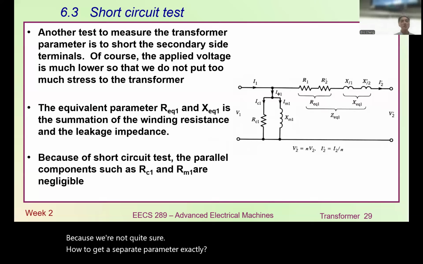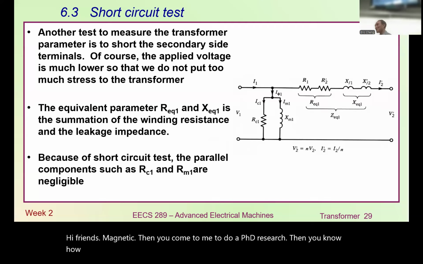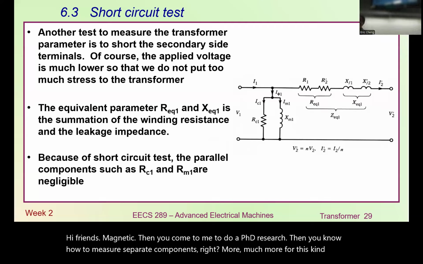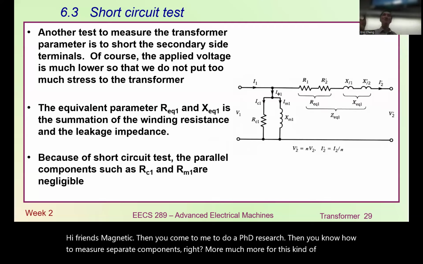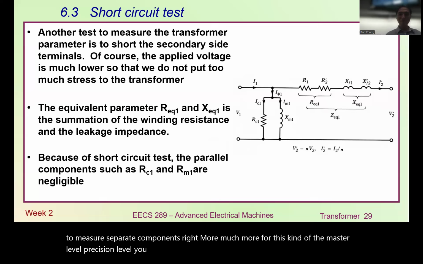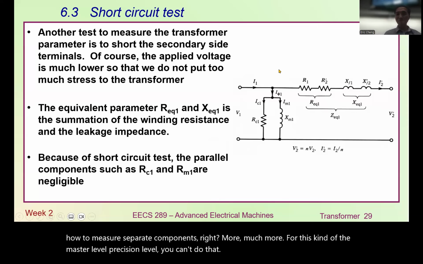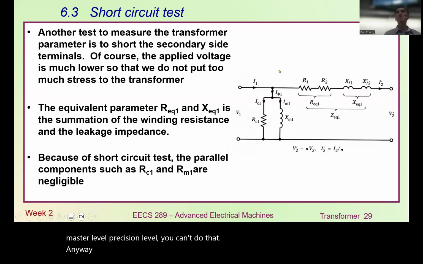In order to get the exact measurement, you need to go to high level, high frequency magnetics. Then you come to me to do a PhD research, and then you know how to measure separate components, right? At this master level, you can't do that. Anyway, here you just follow most textbooks and internet material and assume them to be equal.